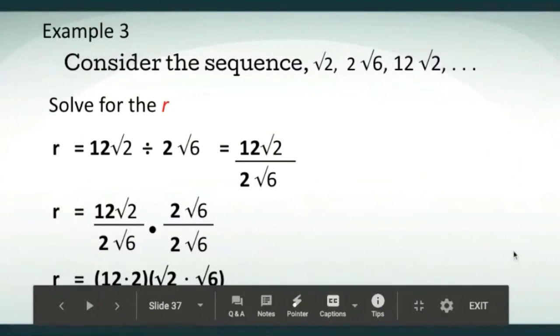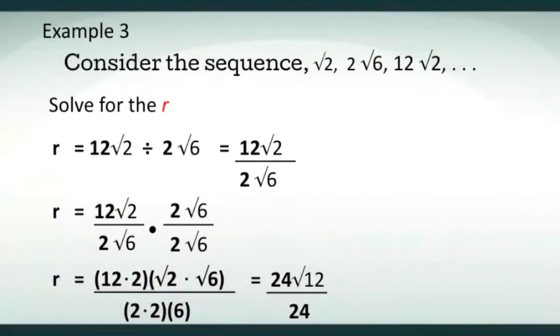Okay? And then in the denominator, 2 times 2, then we have 6. Now, you might notice, why is it just 6? Why did the square root disappear? What happened to the square root? Anybody can explain? Nobody? Okay. It is 6 times 6.